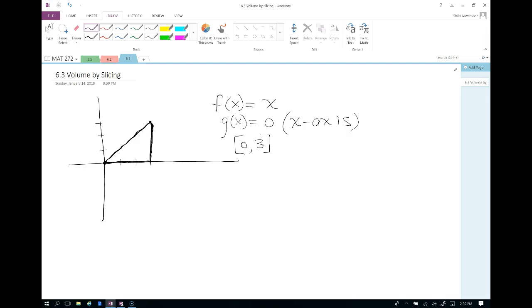And what we're going to do here now in section 6.3 is we are going to take this region and we are going to revolve it around an axis. For this first example, we are going to revolve about the x-axis. And you're going to see here in this first section with slicing, that's typically what we're going to use slicing for, is revolutions about the x-axis. Now this is also called the axis of revolution.